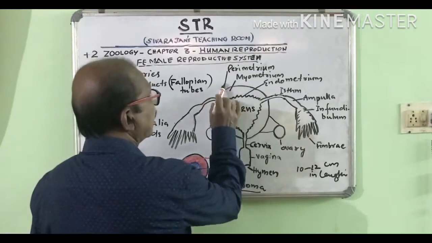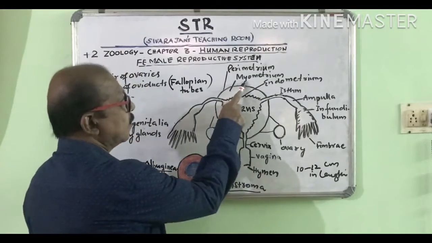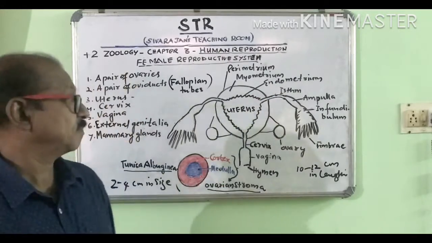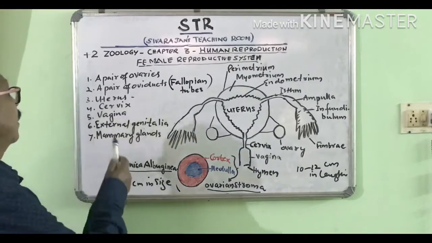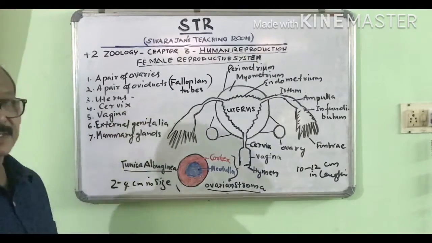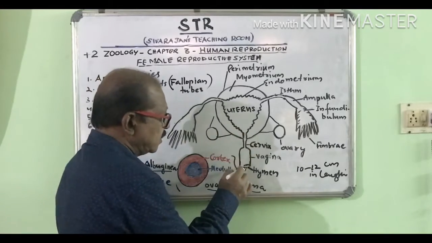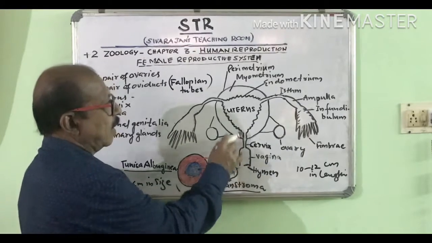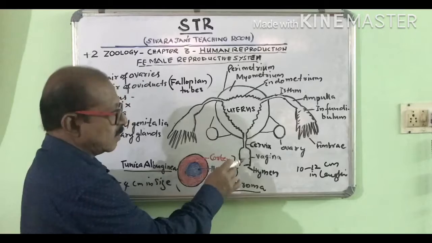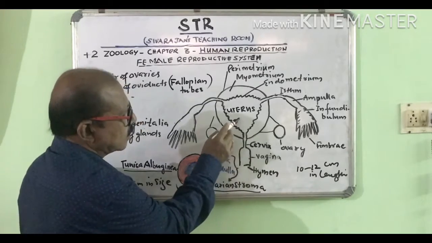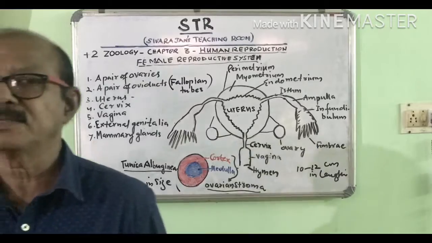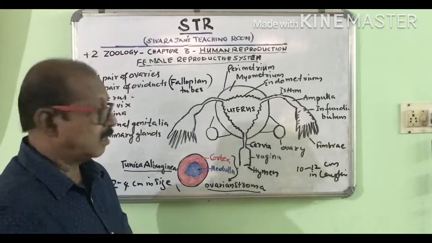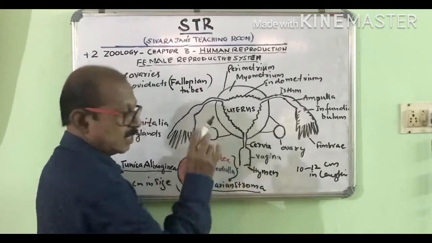The outermost layer is the perimetrium, the middle layer is the myometrium, and the innermost layer is the endometrium. Now come to the cervix. What is the cervix? The uterus is connected to the vagina. So this broad tubular portion is the vagina, this is the uterus, and this is the cervix. The cervix is a very narrow tubular structure that connects the uterus to the vagina.